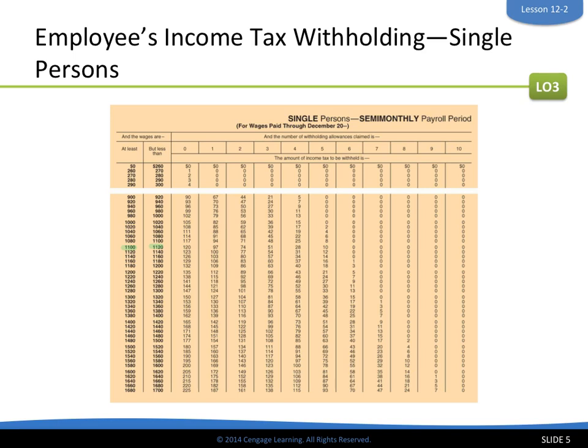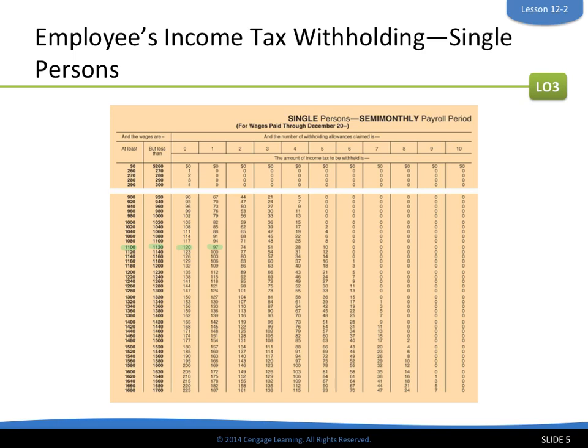If they selected 0 withholdings, it's going to hold the most amount, so it would withhold $120. If they selected just 1 withholding, it would withhold less. So depending on how many withholdings you select, it's going to depend how much you're actually going to have withheld. The bigger the number of withholdings allowances, the less money that's actually going to be withheld.